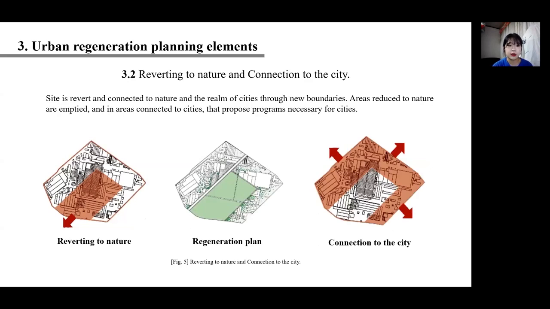The site is liberated and connected to nature and the limit of cities through new boundaries. Areas reduced to nature are emptied, and in areas connected to cities, we propose programs necessary for cities.